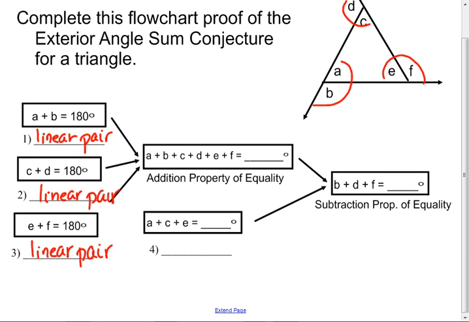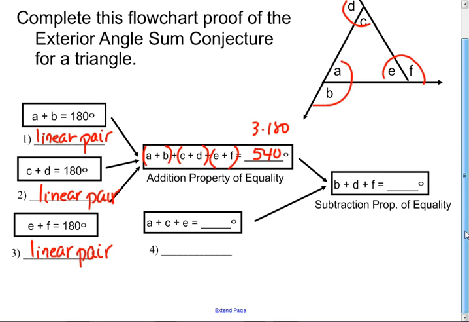They said, let's add up A plus B. That's the first linear pair. Then they do the second linear pair, and they do the third linear pair. What does that add up to, TJ? I'm adding all the left sides, so guess what I have to do? I have to add all the right sides. How many 180s are there? It's 540 degrees because it's 3 times 180, right?